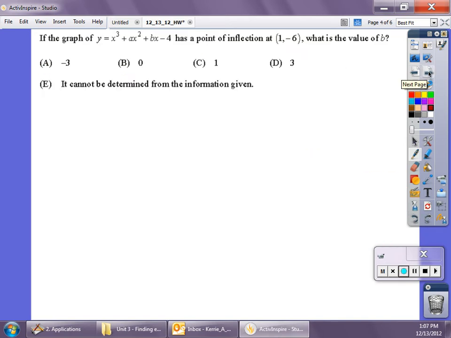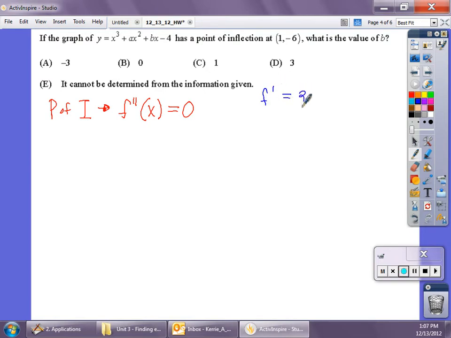If the graph of y equals that function has a point of inflection at 1 comma negative 6. So let's start off with point of inflection. The only way a point of inflection would happen on a polynomial curve is if the double derivative at that point of inflection equals 0. So let's start on the left side. On the left side, I'm going to write in the derivative, the second derivative. Let's do that to the right.